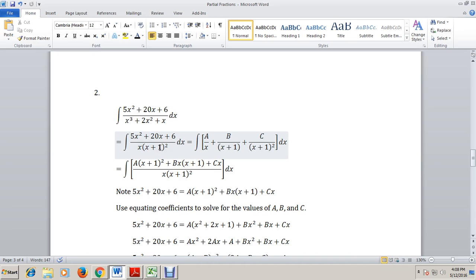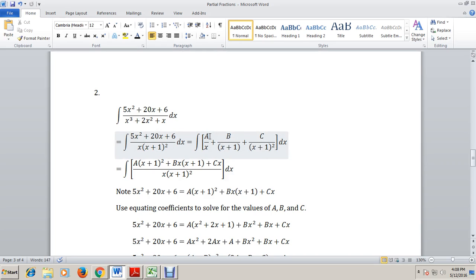But since we have x plus 1 raised to a power, for every given linear factor that has this kind of form, the corresponding partial fraction we need to build up is the individual partial fractions building up to the given power of that given linear factor. So how to illustrate that? Let's see how this is done.